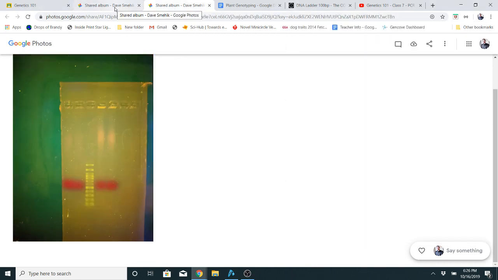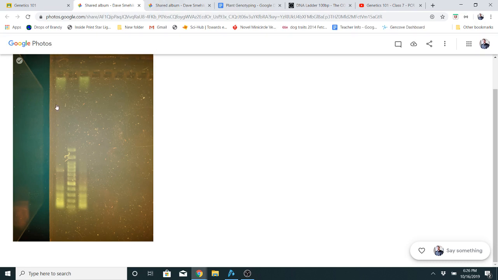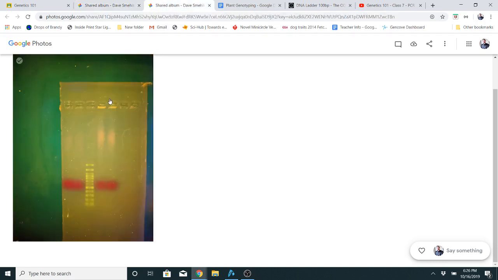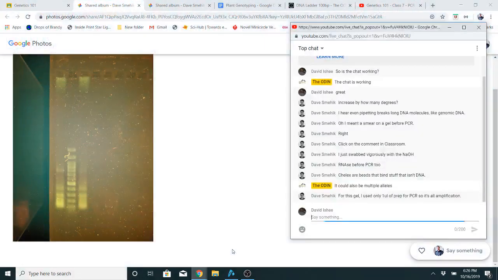Okay, so one thing that might help is trying to clean up the template, because this is a little ugly, or using maybe less template. If you're getting all of this binding, then you can either raise the annealing temperature, or you can use 1 microliter of prep for PCR. But you can amplify all kinds of stuff. So remember, PCR can be really, really sensitive.